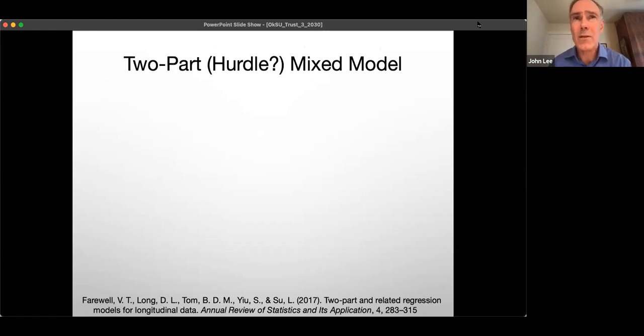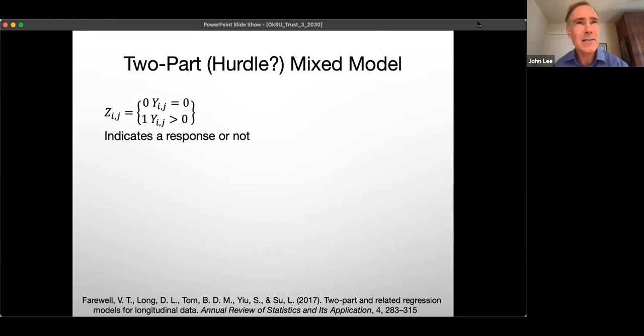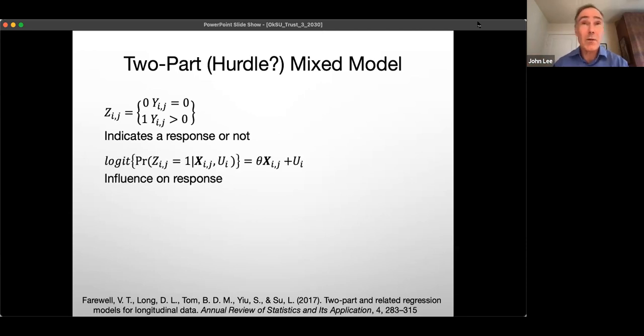One approach that I think is really promising is a two-part or hurdle mixed model. And I'll go through that in just a little bit of detail because I think it's really cool, and I would encourage you to look at this because it's widely applicable to the data that industrial engineers, human factors people in particular, deal with. So it has two parts. The first part is the response, indicating a response or not. That's the Z value here. If a person responded with a brake press, it gets a 1, if not 0.